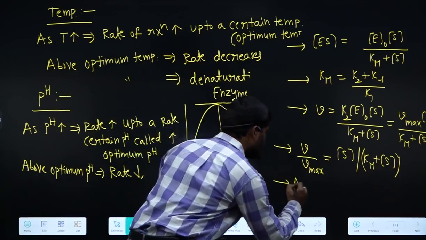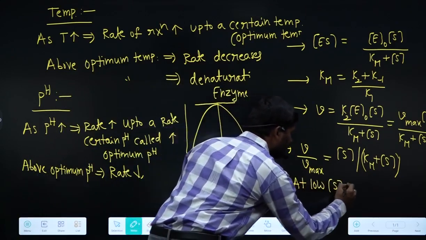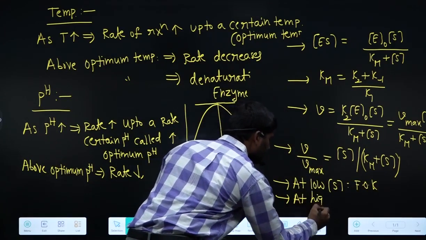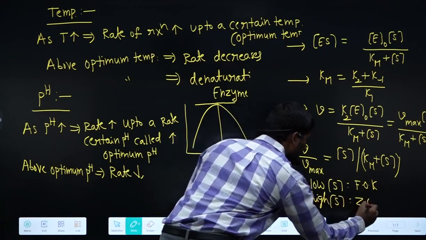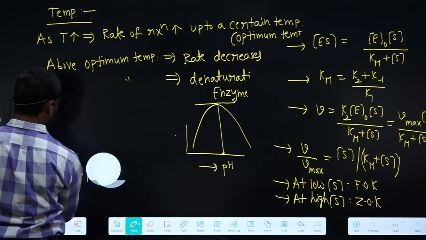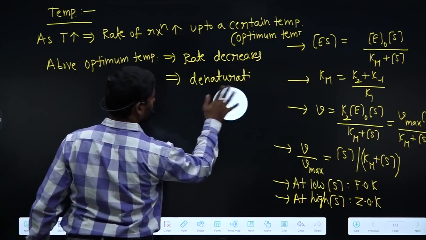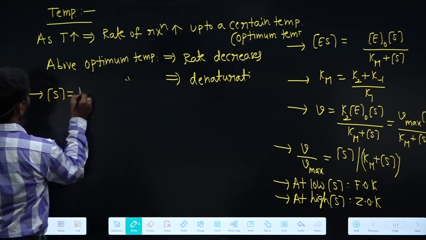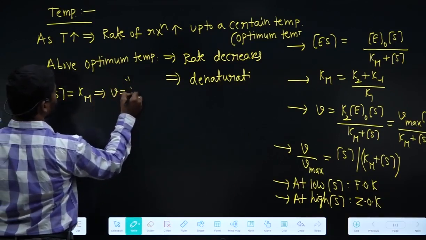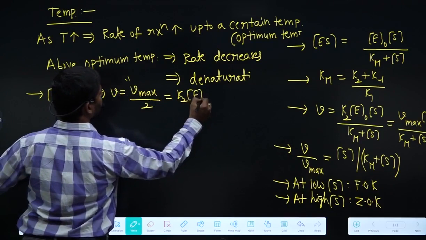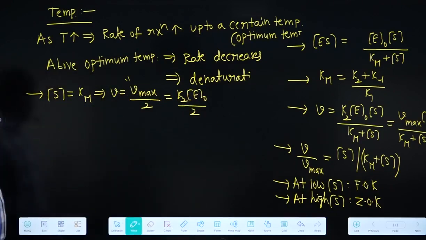Next one, at low concentration of substrate it follows which order kinetics? First order kinetics. At high concentration of substrate, zero order kinetics. If concentration of S is equal to Km, then the rate obtained is half of the maximum rate. V is equal to V max by 2, or K2 into E naught by 2.